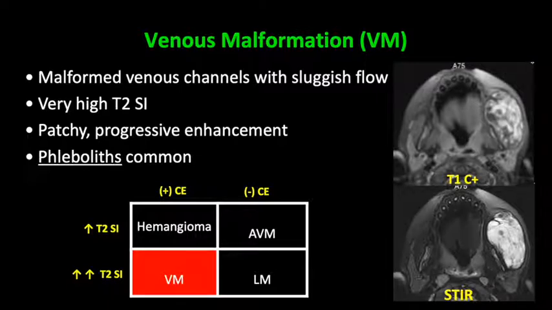Now, because of that sluggish flow, it's common to get phleboliths within these lesions, and if you do see a phlebolith in an enhancing and T2 hyperintense lesion, most likely you're going to be dealing with a venous malformation. So in our chart, we're going to put this on the bottom left. This is a contrast enhancing lesion that typically demonstrates very, very bright T2 signal intensity.